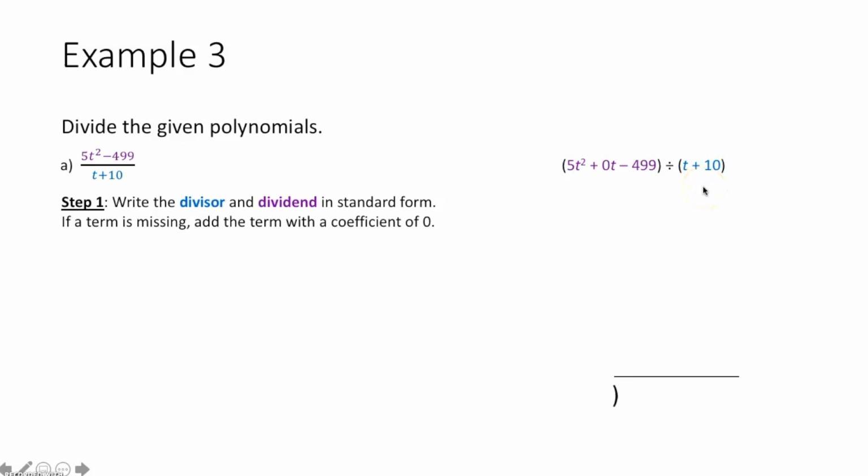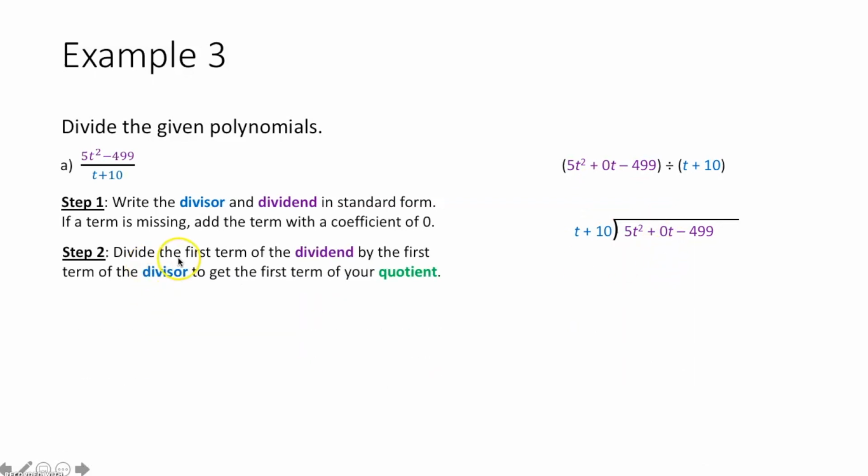So we take our division symbol, we put our divisor in the front and our dividend underneath. We now can divide. So step 2, divide the first term of the dividend by the first term of the divisor. So first term of the dividend, 5t squared, divided by first term of the divisor, t, gives you 5t to the first. That's going to go over the second term of our dividend because our divisor has 2 terms, so we put that here.